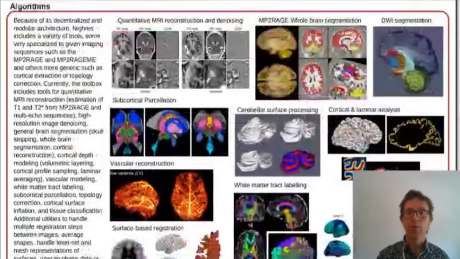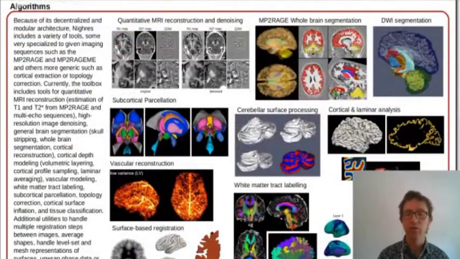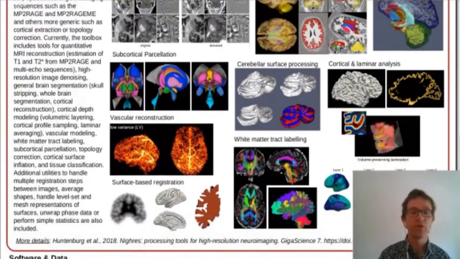More importantly, in terms of algorithms, Nighres covers a large number of algorithms and techniques needed for high-resolution neuroanatomic MRI, starting with low-level things such as quantitative MRI reconstructions, denoising, phase estimation, to more and more advanced things such as skull stripping, brain segmentation, subcortical parcellation, vascular reconstruction, cortical and laminar estimation, both in the cerebrum and the cerebellum, white matter tract labeling, or surface-based registration.